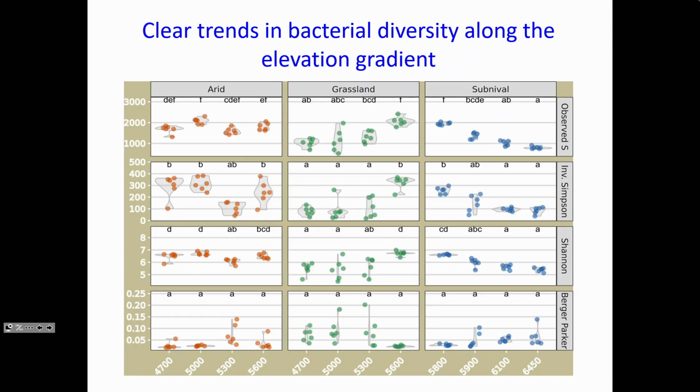We are doing metagenomics of the root-associated and soil-associated bacteria for different habitats, arid, grassland, subnival. And there are clear responses. For instance, those grasslands, you can see the unimodal response. So bacteria are increasing and then decreasing towards the mountaintops.